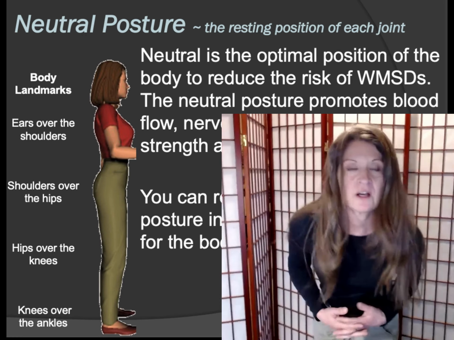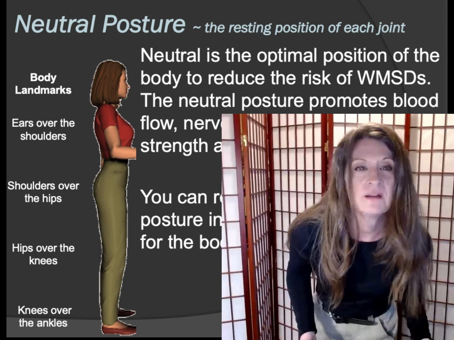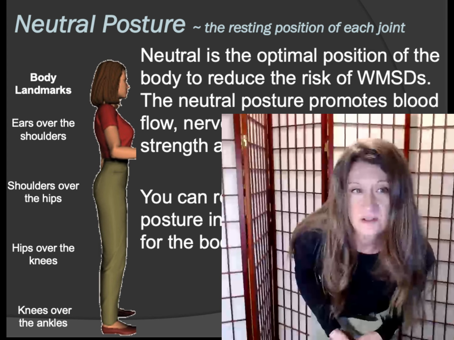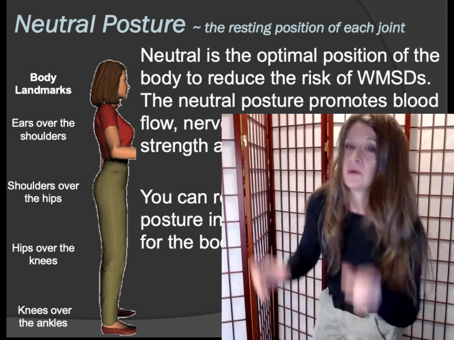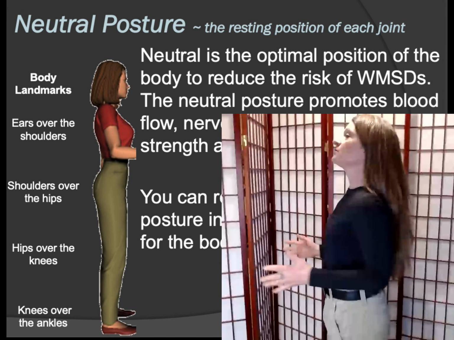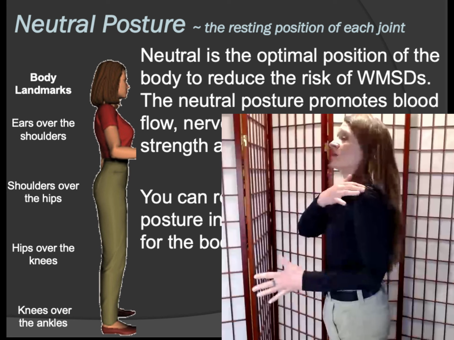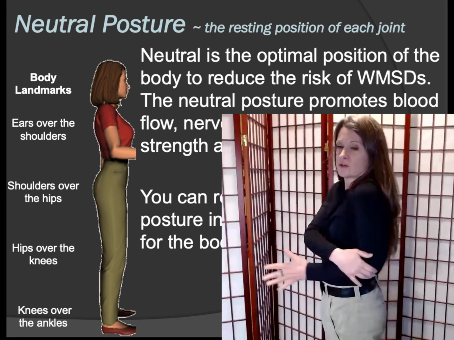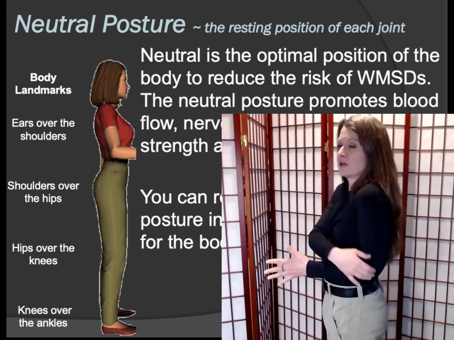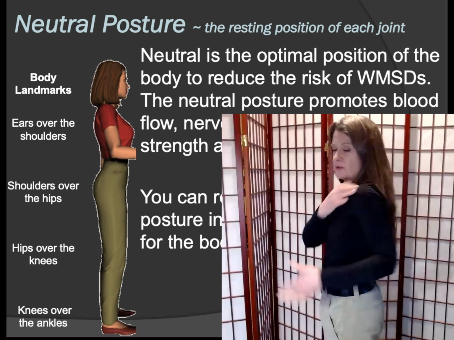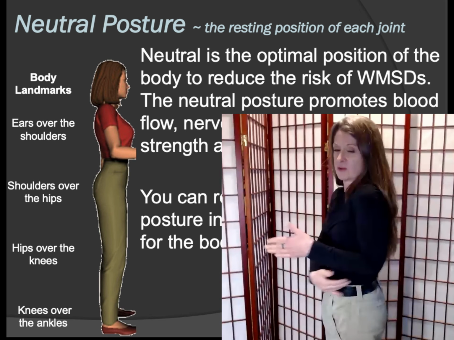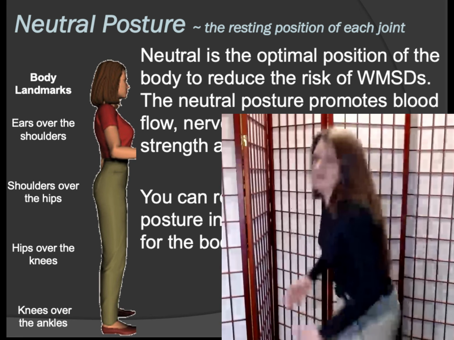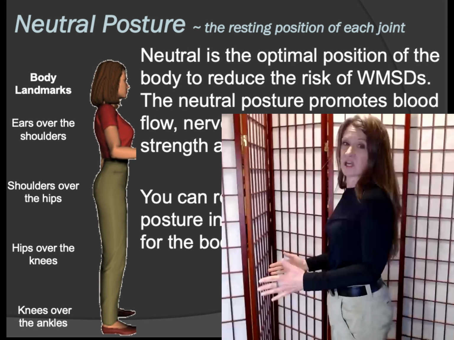So if we're going to talk about posture, first let's define the neutral posture. One way to look at the neutral posture is you can look at the body's landmarks. If I'm in my neutral posture, my ears are over my shoulders, my shoulders are over my elbows, my elbows are in line with my hips, my hips are over my knees, and my knee is over my ankle. And you are actually in the karate chop position.